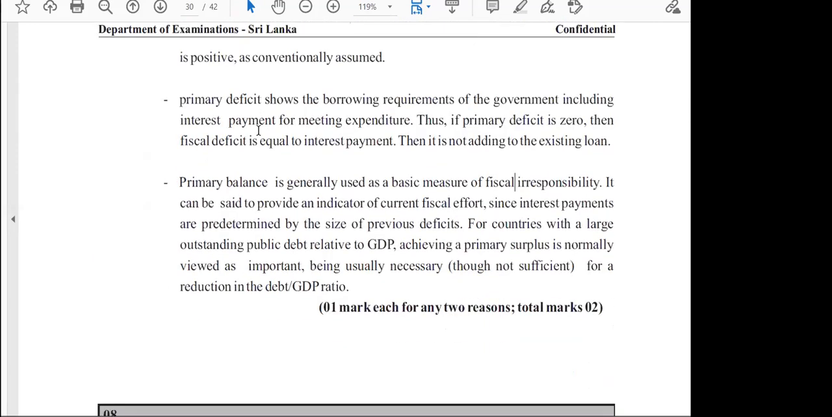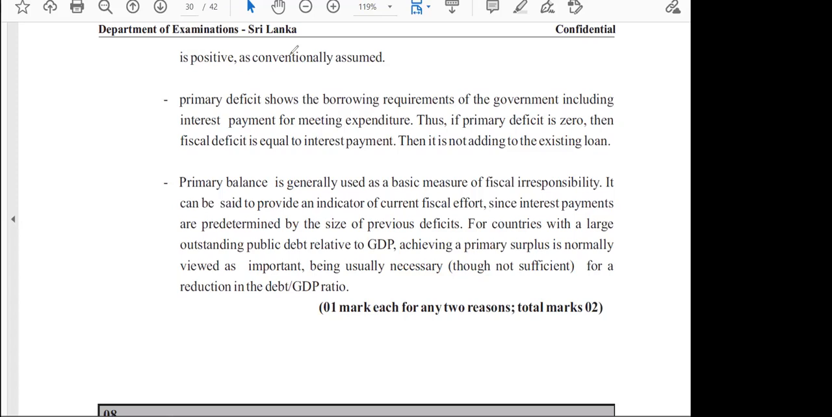Primary deficit shows the borrowing requirements of the government, including interest payment for meeting expenditure. If the primary deficit is zero, then the fiscal deficit is equal to the interest payment, so it is not adding to the existing loan. Primary balance is generally used as a basic measure of fiscal irresponsibility. It is said to provide an indicator of current fiscal effort. In simple terms, I'll explain this point. This makes more sense for us. Now, if you look at interest payments, guys, we are paying interest because of loans we took earlier.